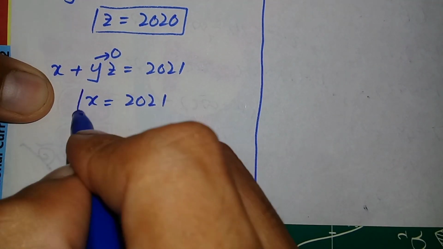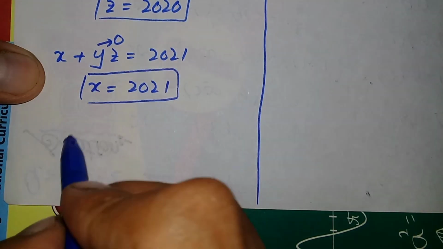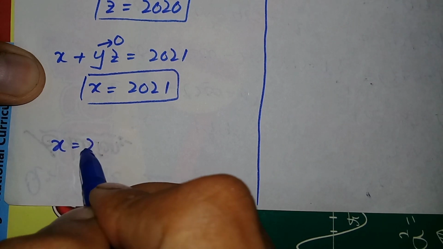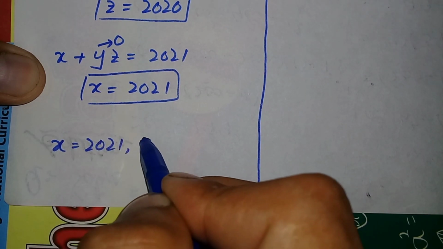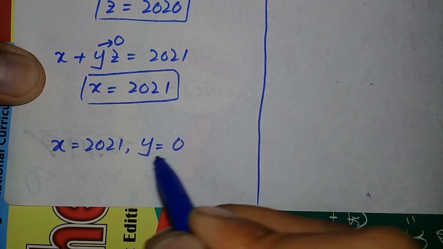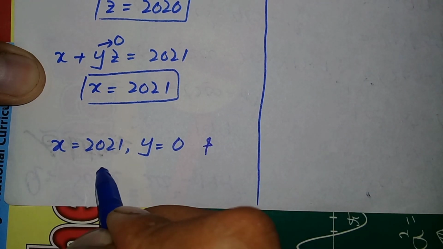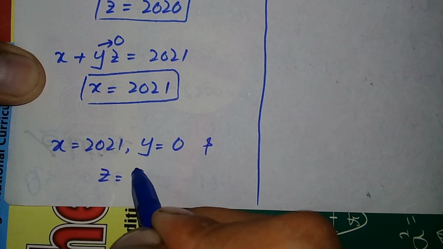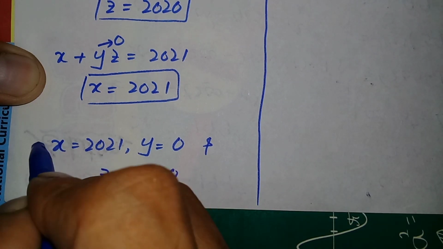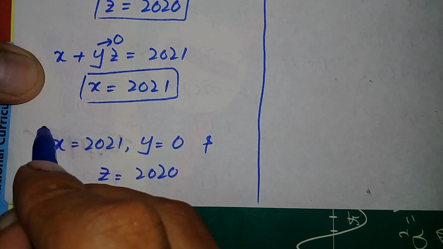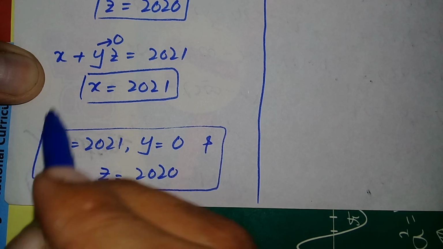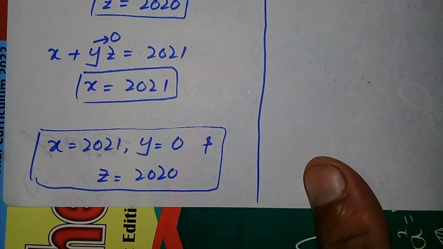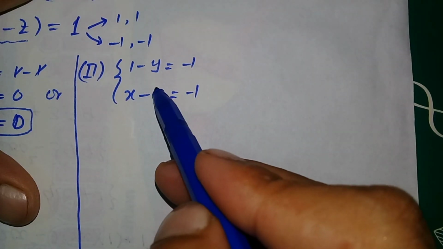So finally, x is equal to 2021, y is equal to 0, and z is equal to 2020 is the first solution of the given system of linear equations in 3 variables. Now come to case number 2.